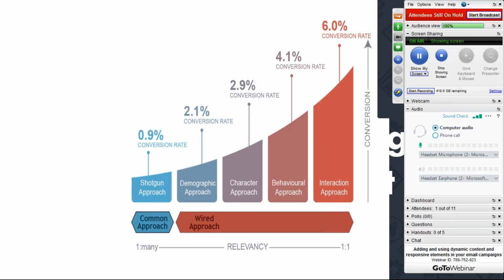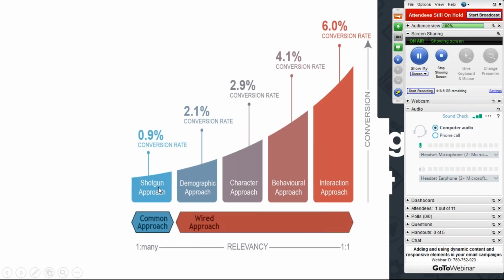The reason why dynamic content is important is obviously back to the relevancy graph that we've got on the screen there. As you can see, the shotgun approach that a lot of marketers use, it's quite a common approach for email marketing in particular. It does get conversions, but not the greatest, and it's because the emails and campaigns and content that people are receiving isn't completely relevant to them, and they don't feel as if it's a one-to-one sort of personal communication that they're receiving.